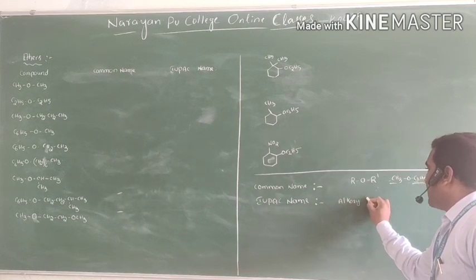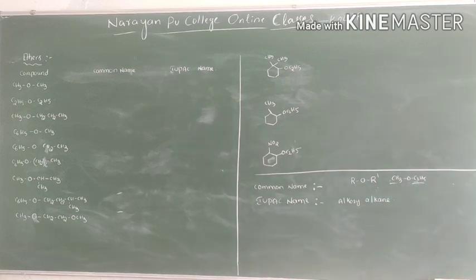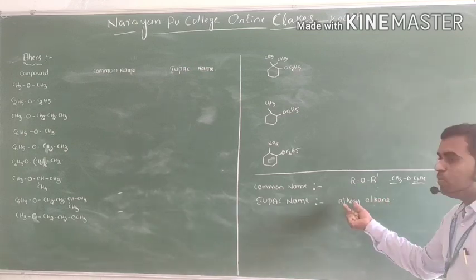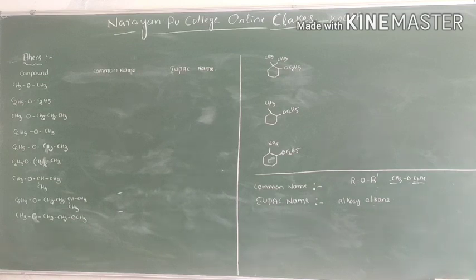The IUPAC name is alkoxy alkane. Very important: while writing the alkoxy alkane, the O should be taken to the smaller alkyl group, and that we will consider as the alkoxy. The larger group will be a part of the alkane.